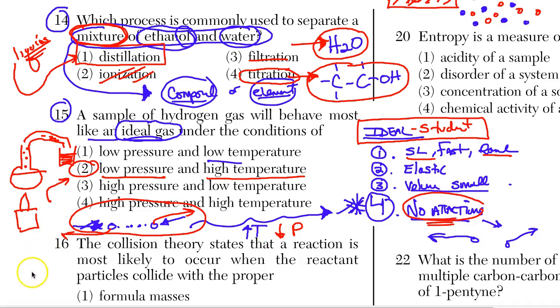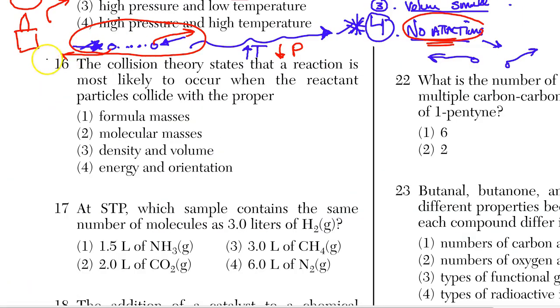Number 15 is 2. Number 16, the collision theory. This is the idea that in order for a reaction to occur, molecules have to physically collide. But when they collide, in order for a reaction to go, they must collide effectively.